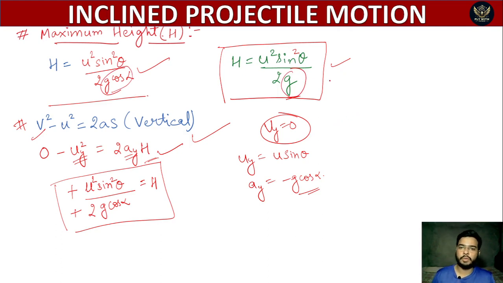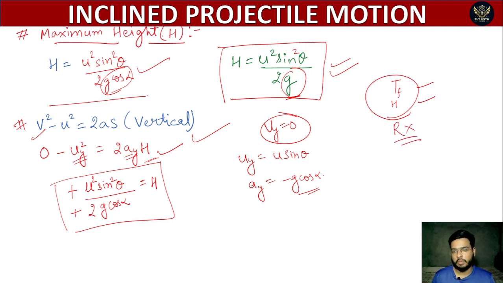So if you remember the formulas for the normal projectile motion case, then you can automatically generate the formulas for inclined projectile motion. How? Just change the value of g to g cos alpha for time of flight and height, not for range.